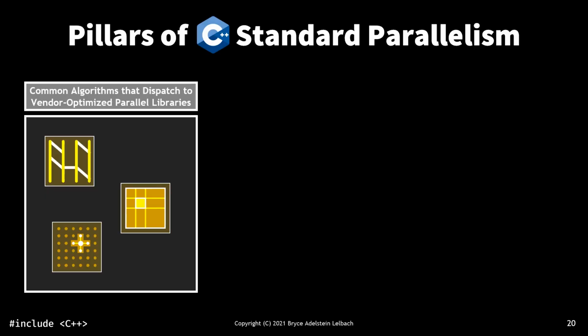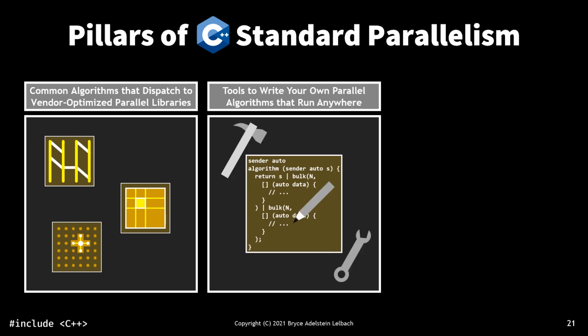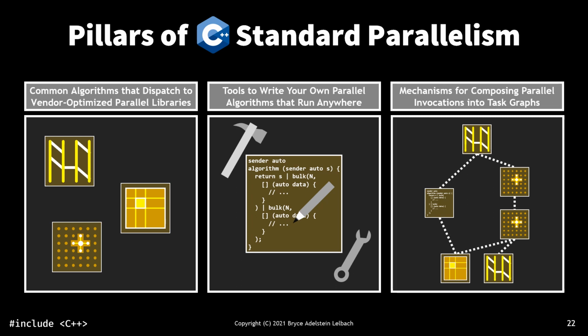There's 3 pillars to our strategy for parallelism in standard C++. First, we need a corpus of common algorithms that dispatch to vendor-optimized parallel libraries. Next, we need tools to write your own generic parallel algorithms that can run anywhere. Finally, we need mechanisms for composing parallel invocations into task graphs. We'll start with the first pillar, the collection of common parallel algorithms.